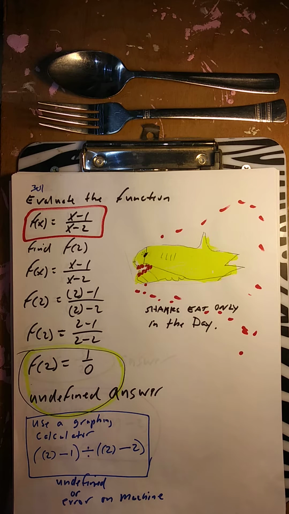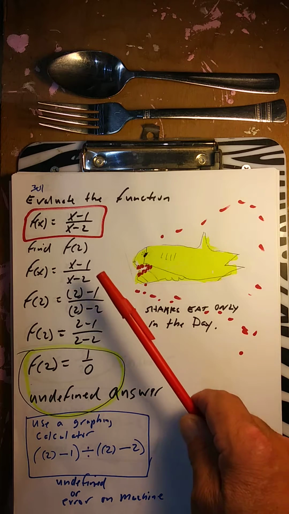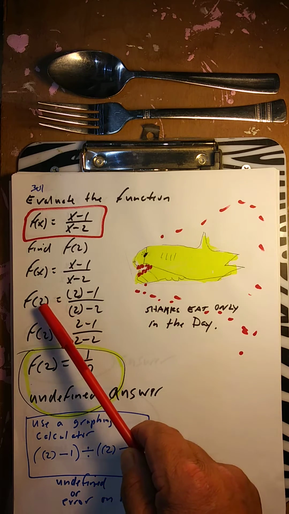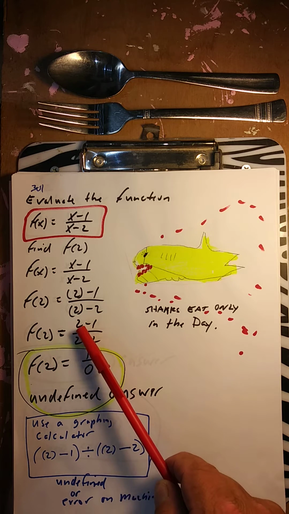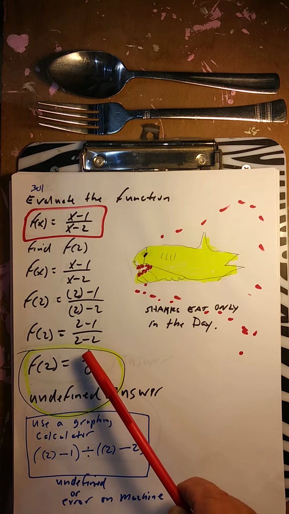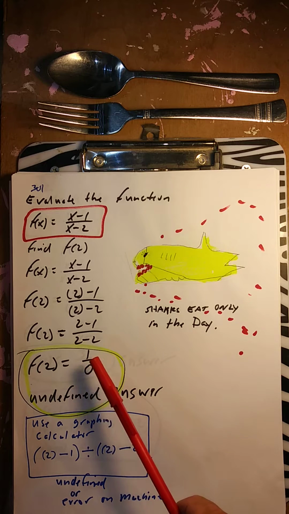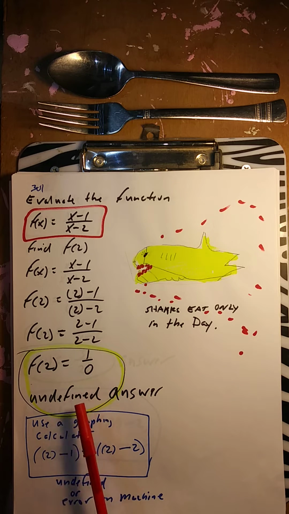Alright, next one. Evaluate the function. Again, same function. We're going to put a 2 this time. F of 2. So we put a 2 there, 2 there. So 2 minus 1 over 2 minus 2. So we're going to have 1 over 0, and division by 0 is going to be undefined.